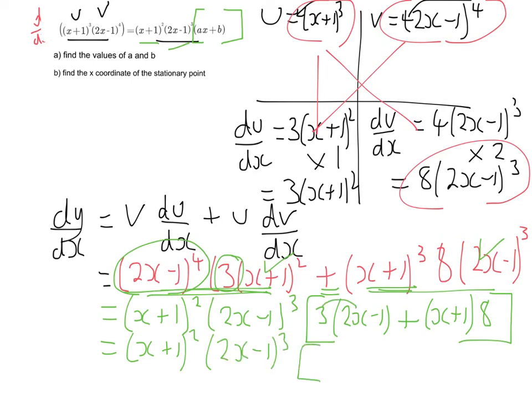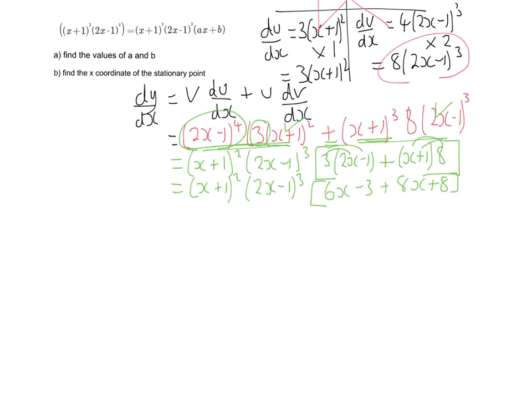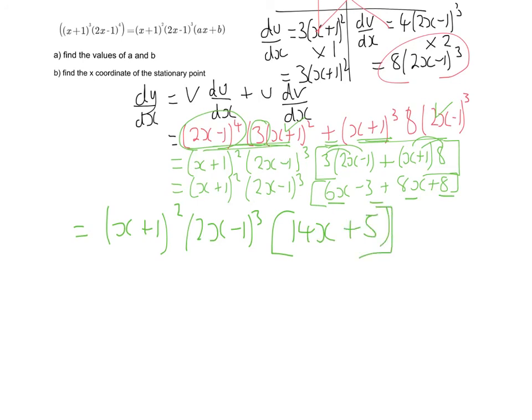Let's neaten up this big bracket. So 6x - 3 plus, times those out, 8x + 8. Okay, can I make this a bit smaller? Give myself a bit of space. Okay, and then we're going to end up with (x + 1) squared, (2x - 1) cubed, and the big bracket: 6x, 8x is 14x, and 8 take away 3 is plus 5. There's my big bracket. So it asked me to find the values of a and b. So a is 14, there we go, and b is 5. Okay, done, perfect.